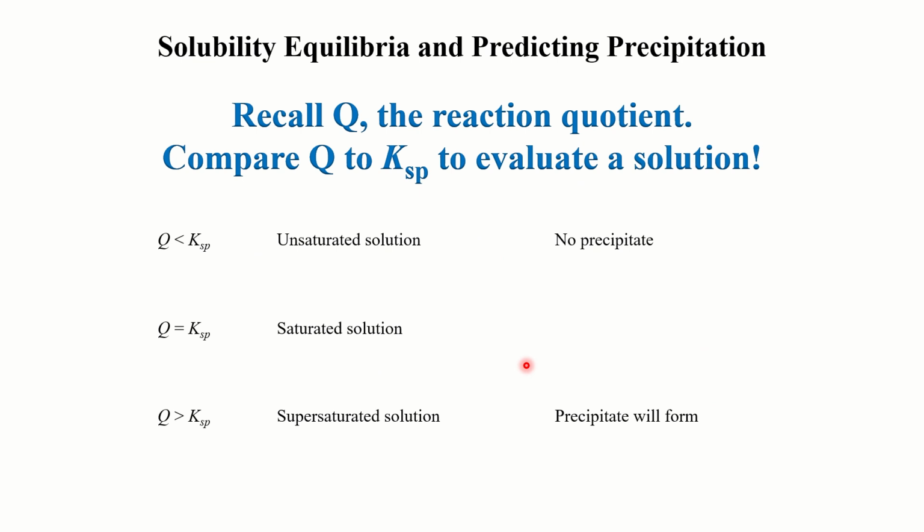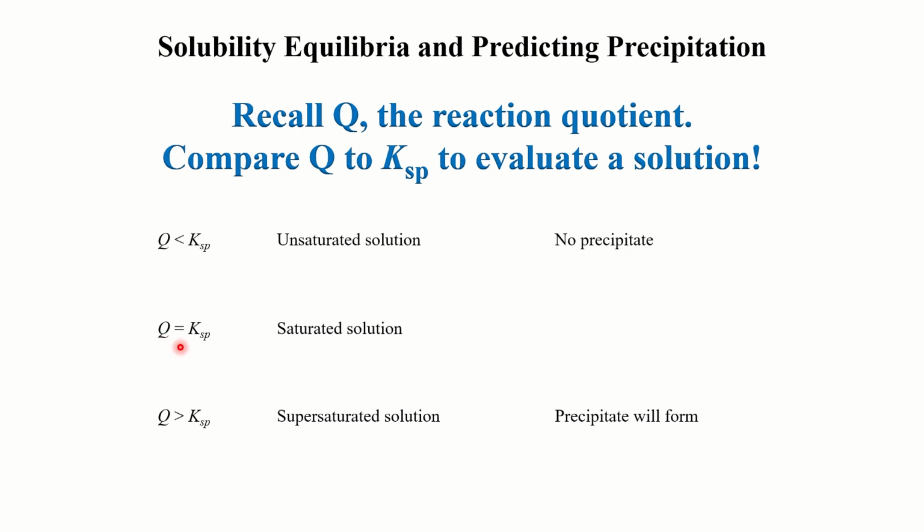All right, now we're going to recall Q, the reaction quotient. We're going to use Q by comparing it to Ksp to evaluate a solution. So remember, comparing Q to K tells us which direction the reaction is going to proceed. So if we find that Q is less than K, this means we have an unsaturated solution. The reaction is going to proceed to the right towards the ions, which means no precipitate will form. So we're going to use this to predict precipitation. And remember, precipitate just means solid.